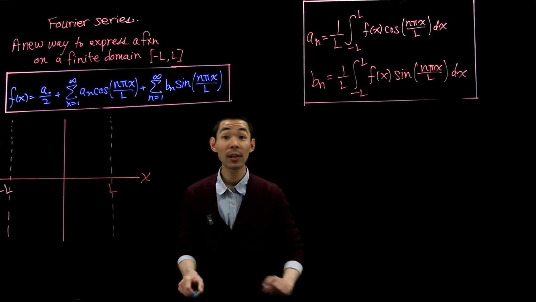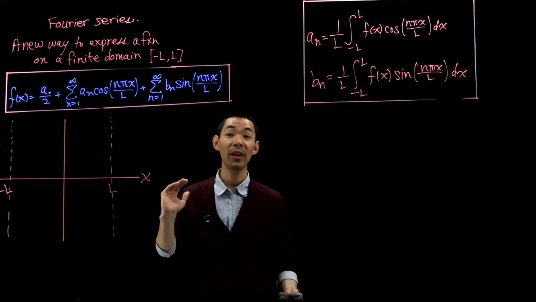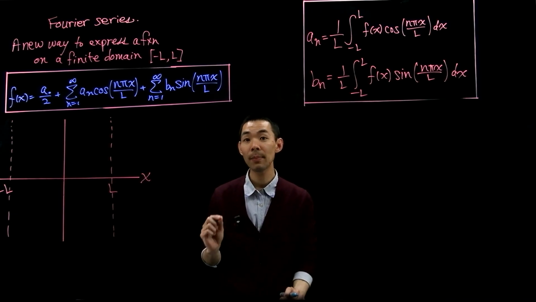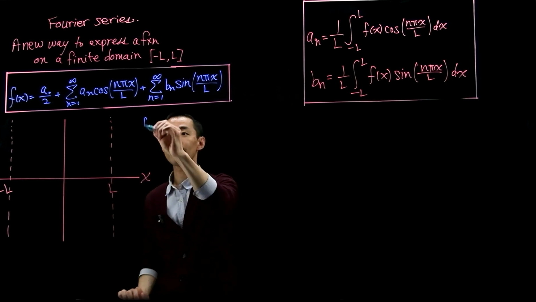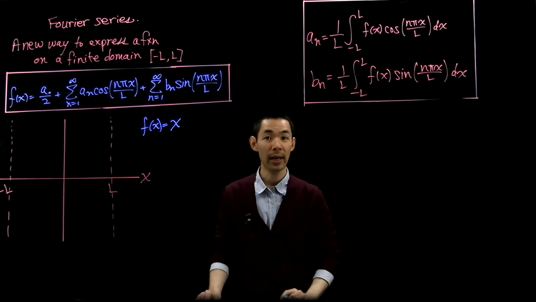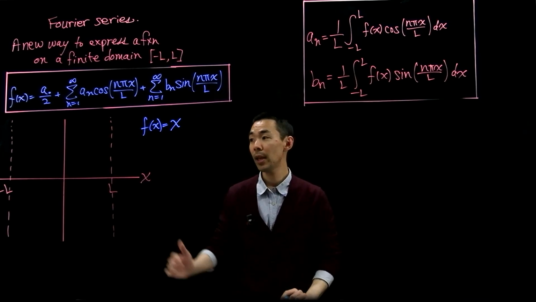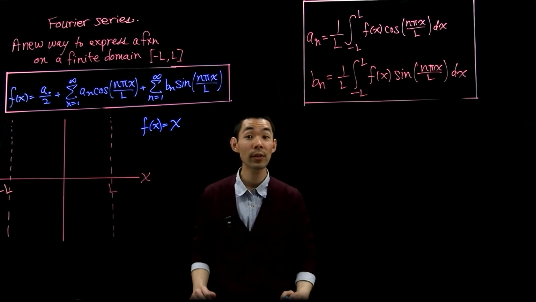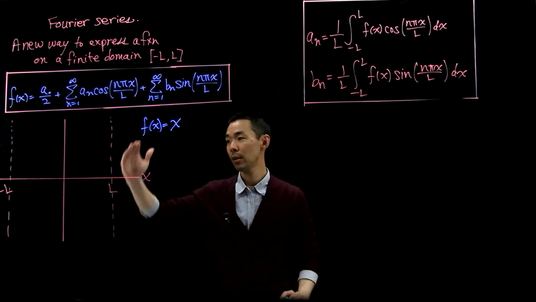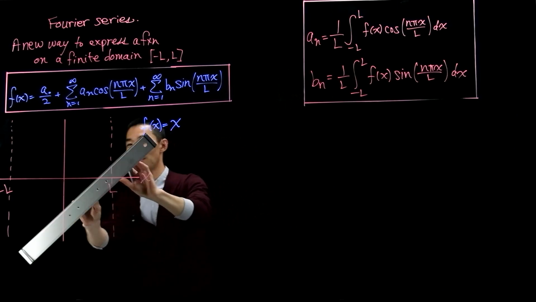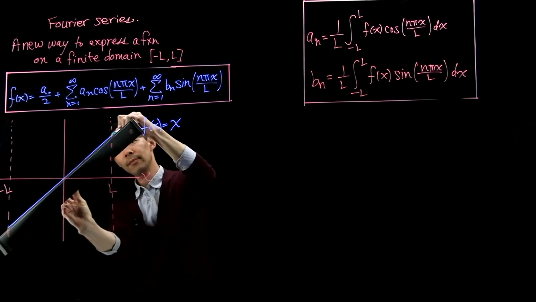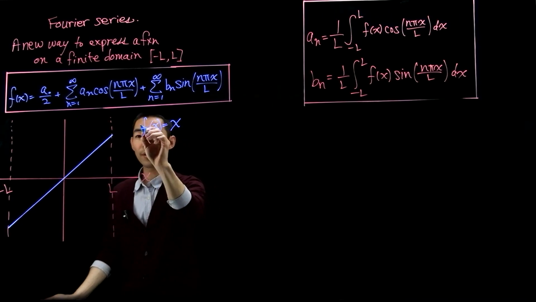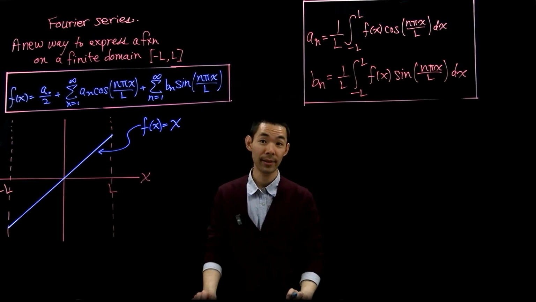Okay, suppose that we would like to develop a Fourier series for a very simple linear function f of x. F of x is equal to x. So this would just be a straight line that goes across the origin that has a slope of 1. Let's be proper with this. All right, this is our function. F of x is equal to x.